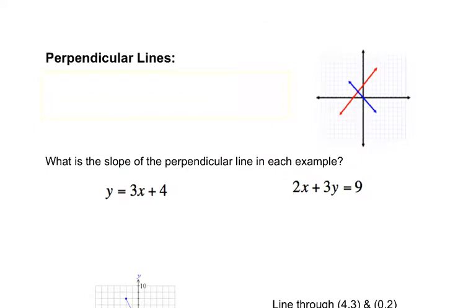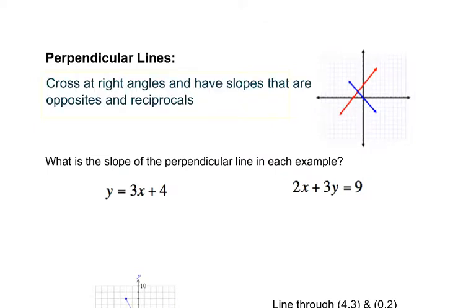Let's look at perpendicular lines. So perpendicular lines have slopes that cross at right angles, and the slopes are opposite and reciprocals. So they cross at right angles. The two lines are going to look like they're intersecting at a right angle, and their slopes are opposite and reciprocal. What we mean by that is opposites are opposite signs. So one is going to be positive and one is going to be negative. And reciprocals are basically like we flip the fraction.